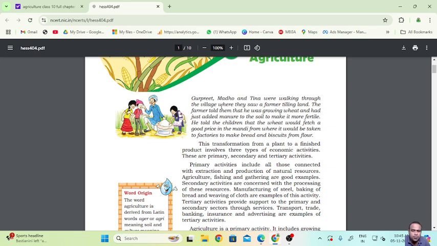Gurpreet, Madhav and Tina were walking through the village where they saw a farmer tilling land, means getting the land ready for farming. The farmer told them that he was growing wheat and had just added manure to the soil to make it more fertile. He told the children that the wheat would fetch a good price in the mandi from where it would be taken to factories to make bread and biscuits from flour.